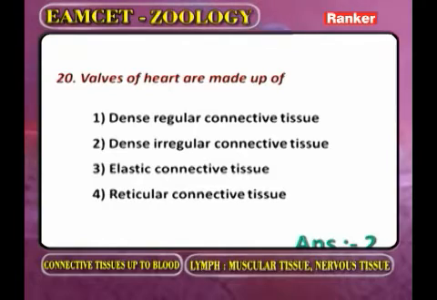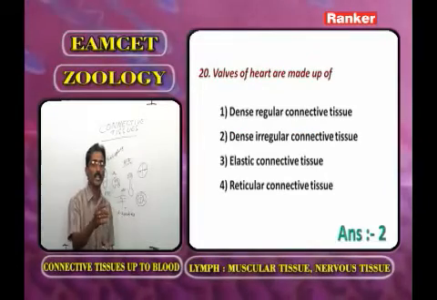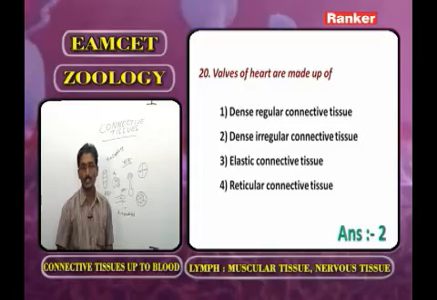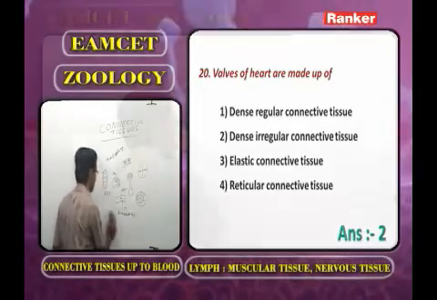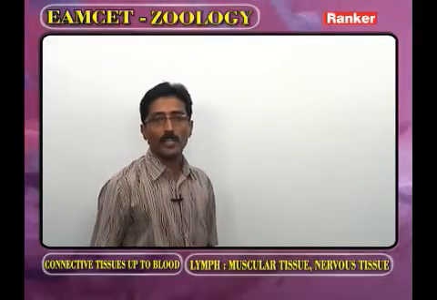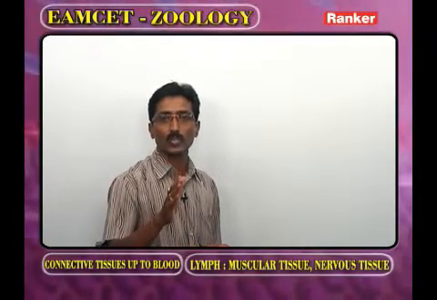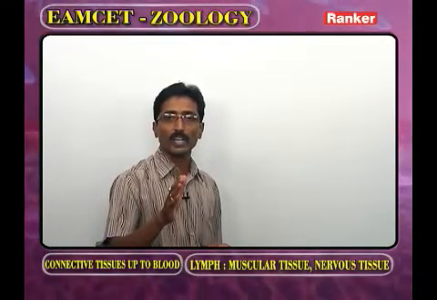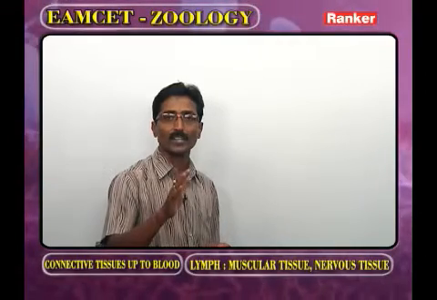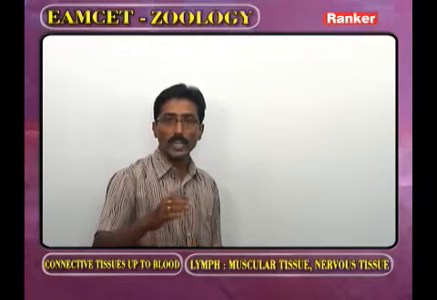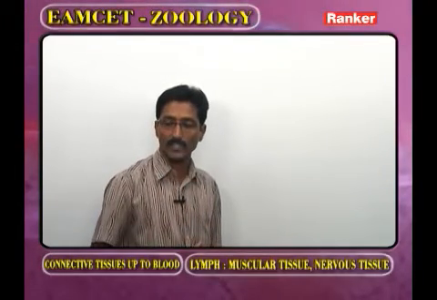Now the answer is the second option, that means the dense irregular connective tissue. It is present in perichondrium, periosteum, pericardium and walls, etc. Now we go for the next topic. What are the next parts in the connective tissue? In the connective tissue, one we discussed is the connective tissue proper, and the second one we call supporting tissue, that is cartilage and bone, and the next one we call fluid connective tissue. And we are going to discuss the muscle tissue and nervous tissue.